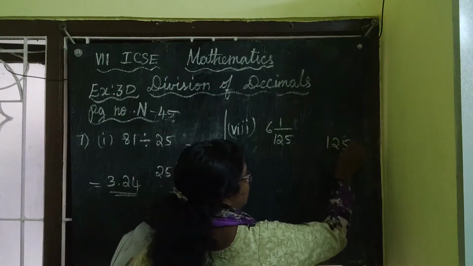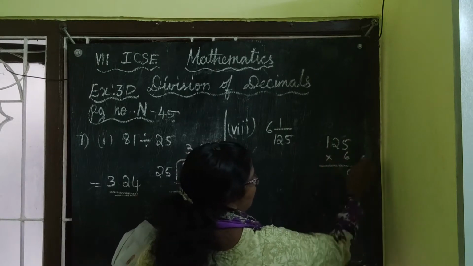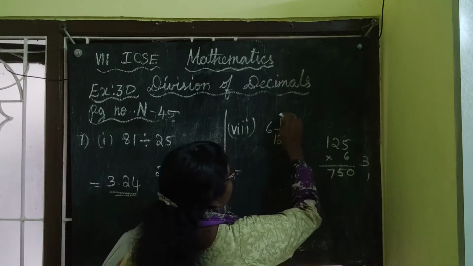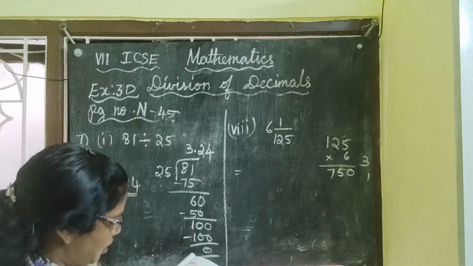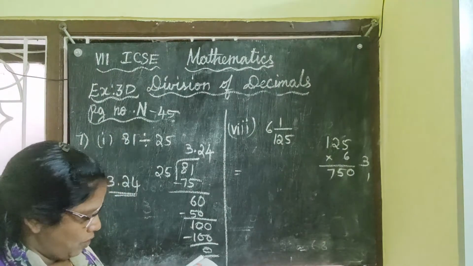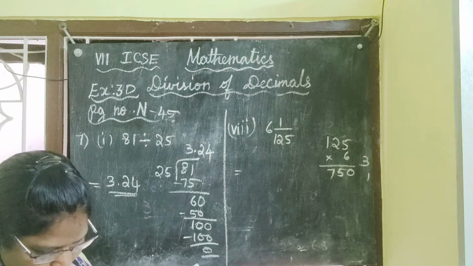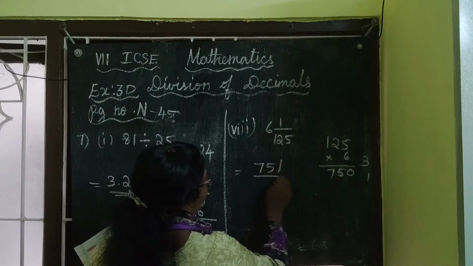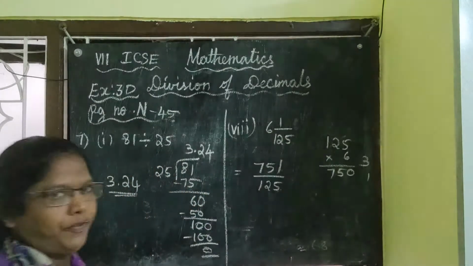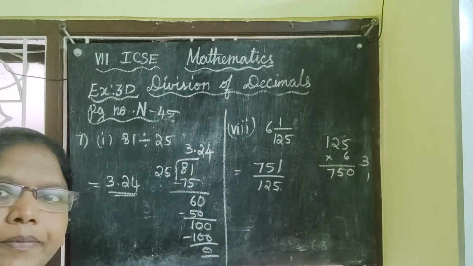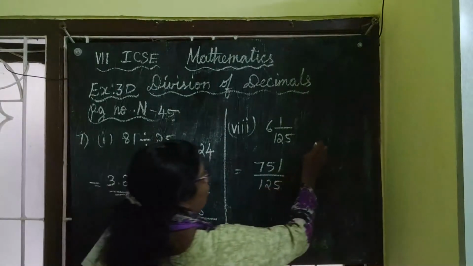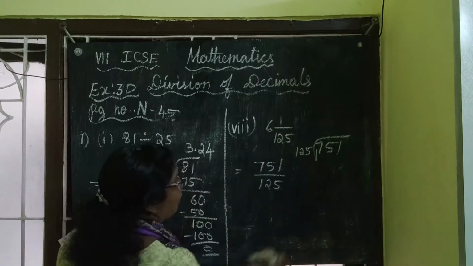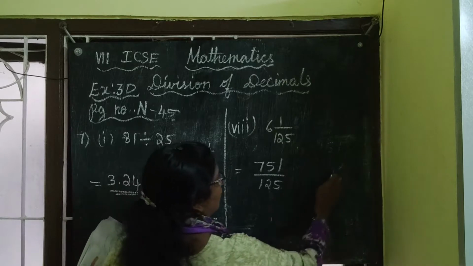Okay. Now second one, 8th one, we will convert 6 1 by 125. 125 multiplied by 6. What will come? 6 5s are 30, 3, 12, 12 plus 3, 15, 1, 6, 750. 750 plus 1 is, what is the question? 6 1 by 125. So it is what? 751 by 125. Ordinary division. Okay, 751 is divided by 125. I'll write it down, otherwise you'll get confused.